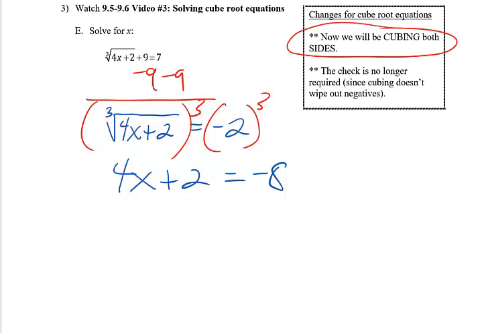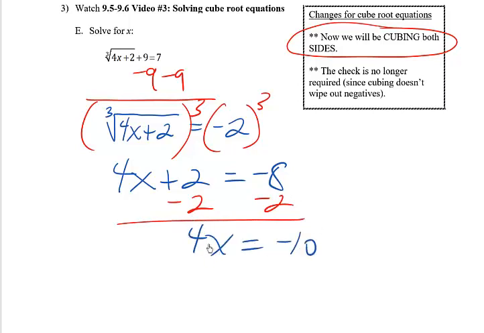Okay, then comes solve the resulting equation. This is just a simple linear equation, so I ought to be able to solve it pretty quickly. A couple of simple algebra steps, and then let's see, this doesn't go in evenly. I'll have to just reduce, and I get x equals negative 5/2 as a final answer.